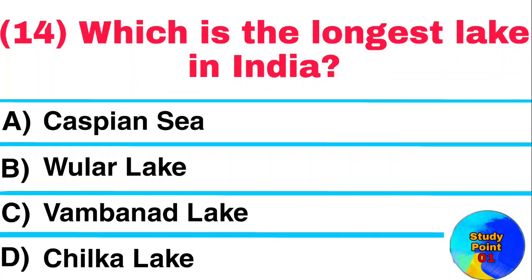Question. Which is the longest lake in India? A. Caspian Sea. B. Wooler Lake. C. Vambanad Lake. D. Chilka Lake. Answer. Vambanad Lake.